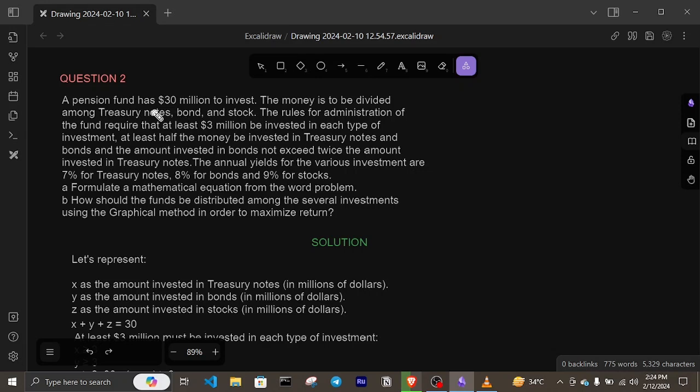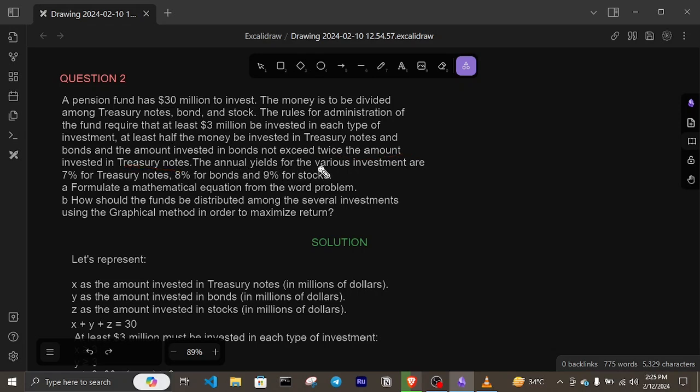A pension fund has $30 million to invest. The money is to be divided among treasury notes, bonds, and stock. The rules for administration of the fund require that at least $3 million be invested in each type of investment, at least half the money be invested in treasury notes and bonds, and the amount invested in bonds not exceed twice the amount invested in treasury notes.